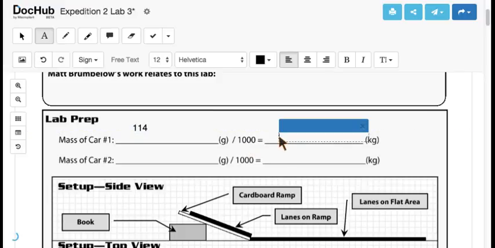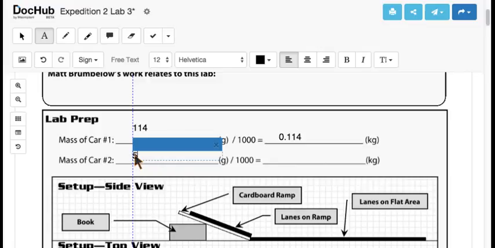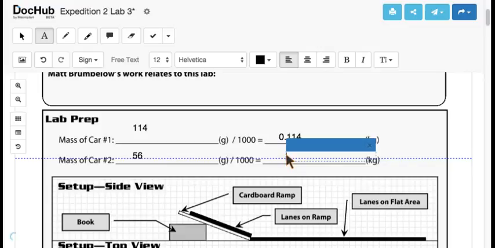And when you convert the 114 grams into kilograms, you're going to move the decimal 3 places to the left. So 1, 2, 3 places to the left, and that's going to give you 0.114 kilograms. And that's what we're going to be working with in our momentum calculation. The mass of car 2, remember, was actually the mass of the tennis ball, which is much lower, 56. And when you move the decimal 3 places to the left on that to convert it into kilograms, you're going to get 0.056.